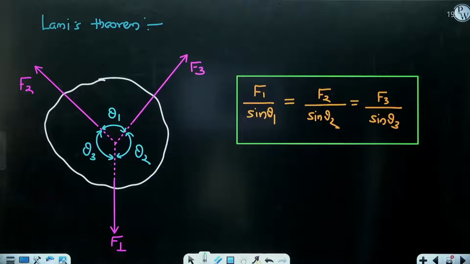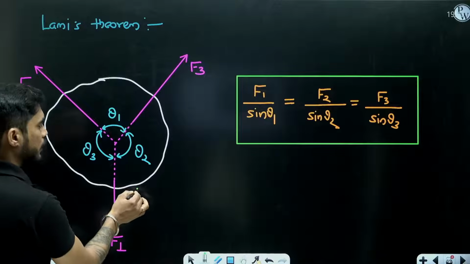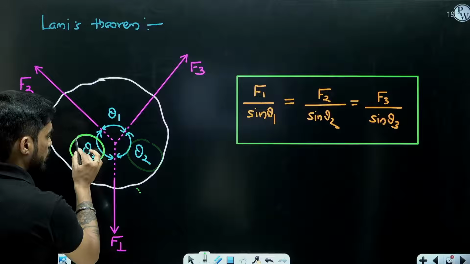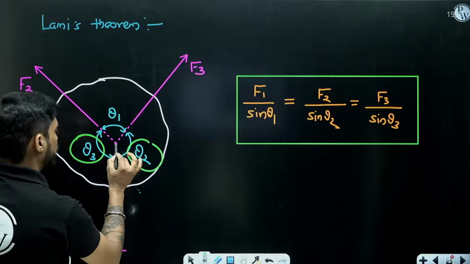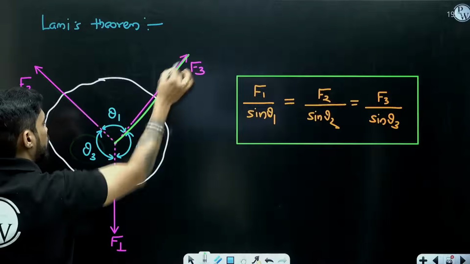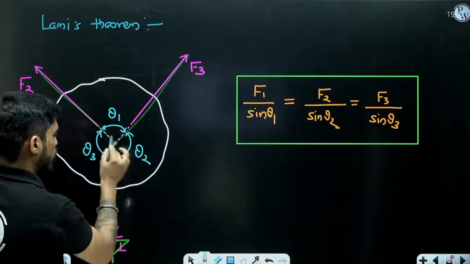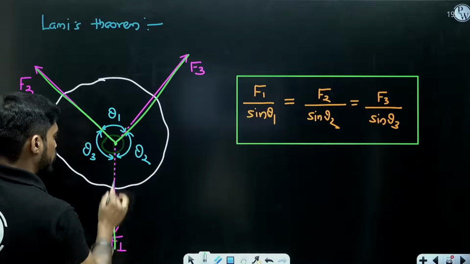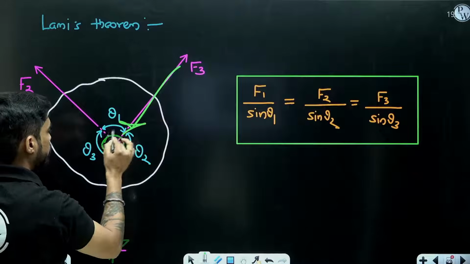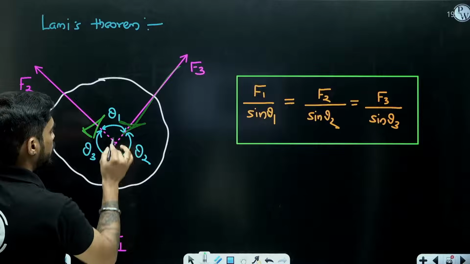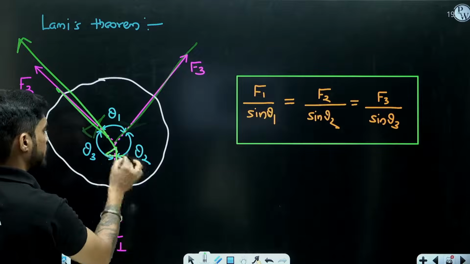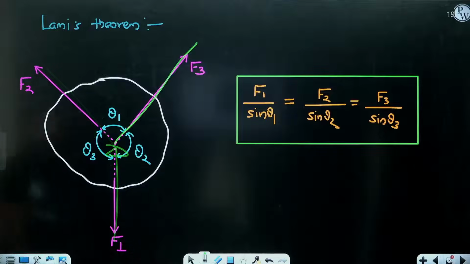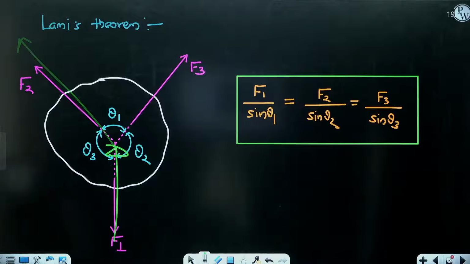And whenever you are drawing this diagram, in order to calculate the angles, you need to either draw all the forces like this coming out of this point, or going towards the point like this. You cannot draw two forces towards outside and one force towards this. Then if you calculate the angles, it will give you a wrong answer.